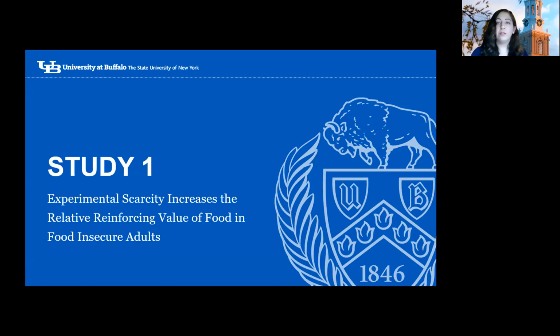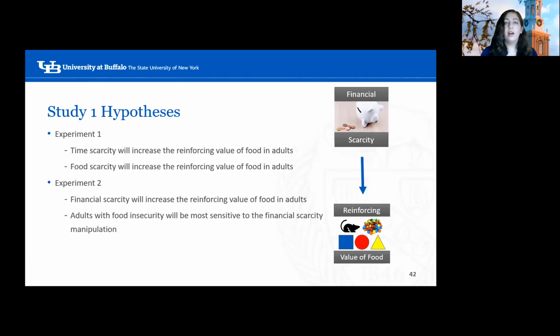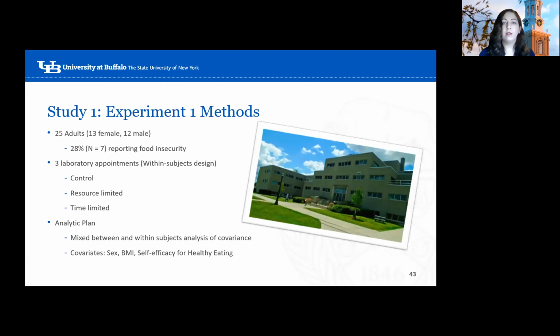This brings us to my first study, which was actually made up of 2 experiments. I'll refer to them as experiment 1 and 2. Across both experiments, our hypotheses were pretty similar. We used a variety of scarcity manipulations in the laboratory and wanted to find out if they affected the relative reinforcing value of food in our participants, who were adults. We also wanted to explore if food insecurity moderated these relationships.